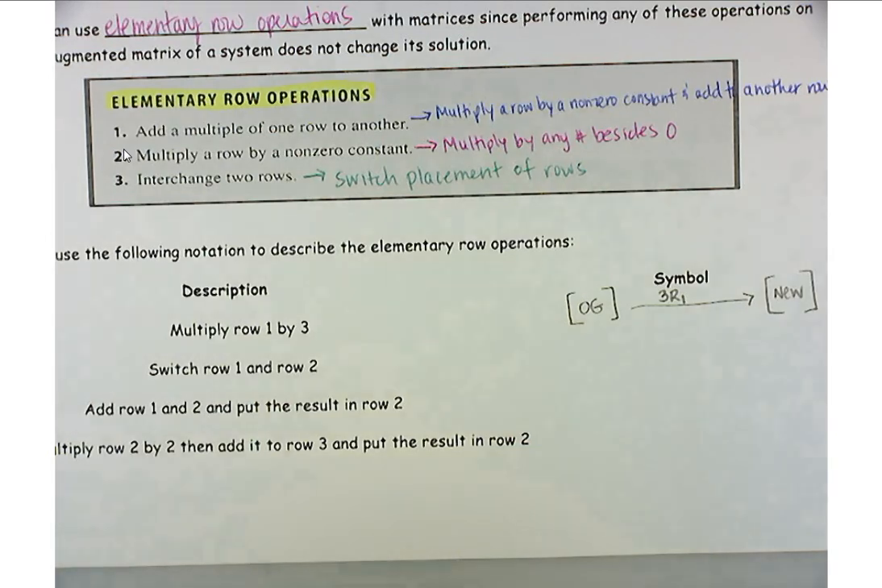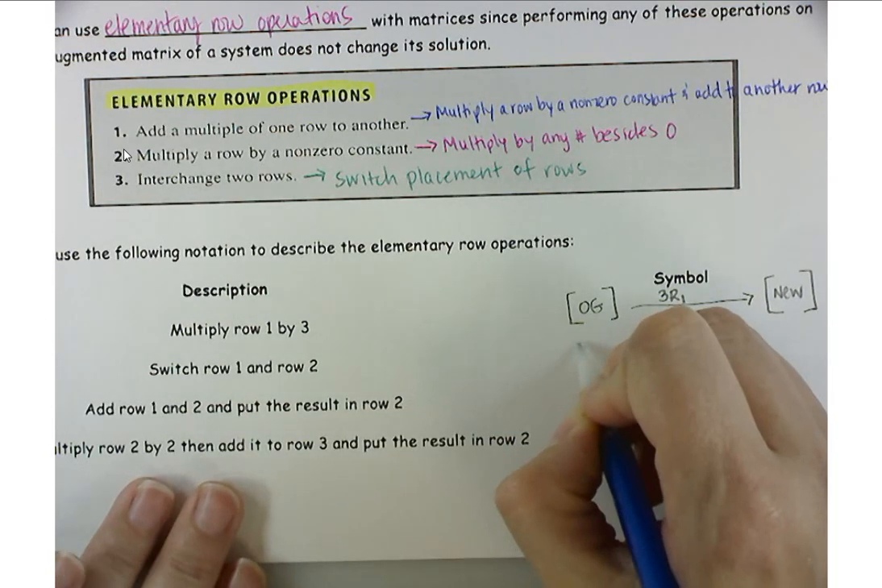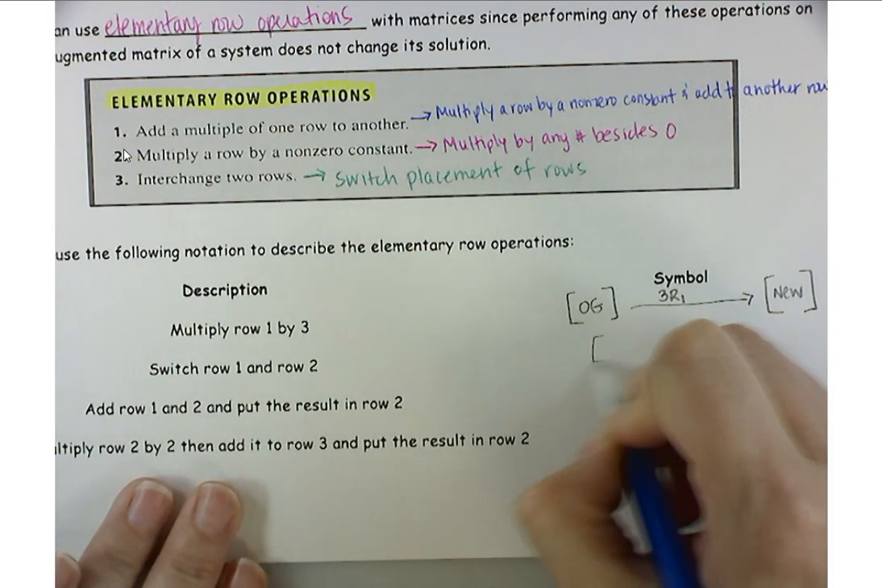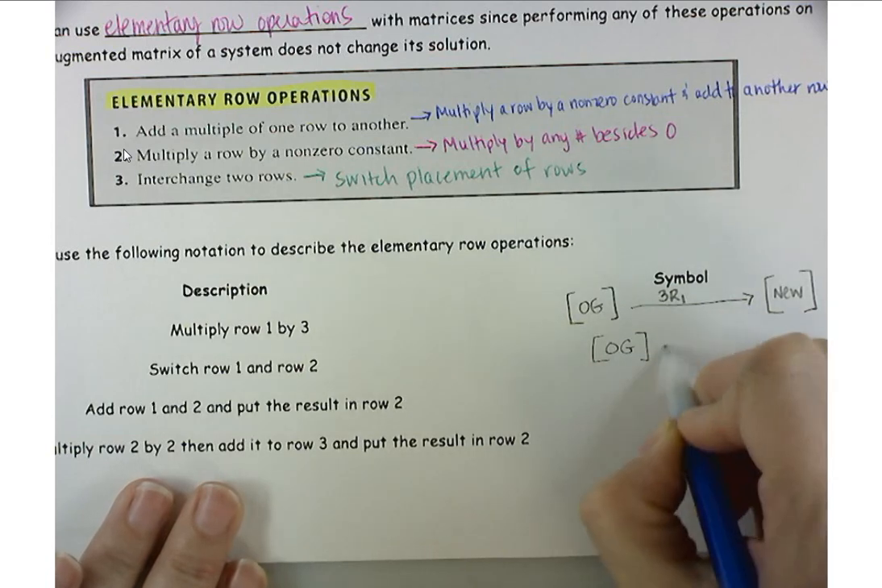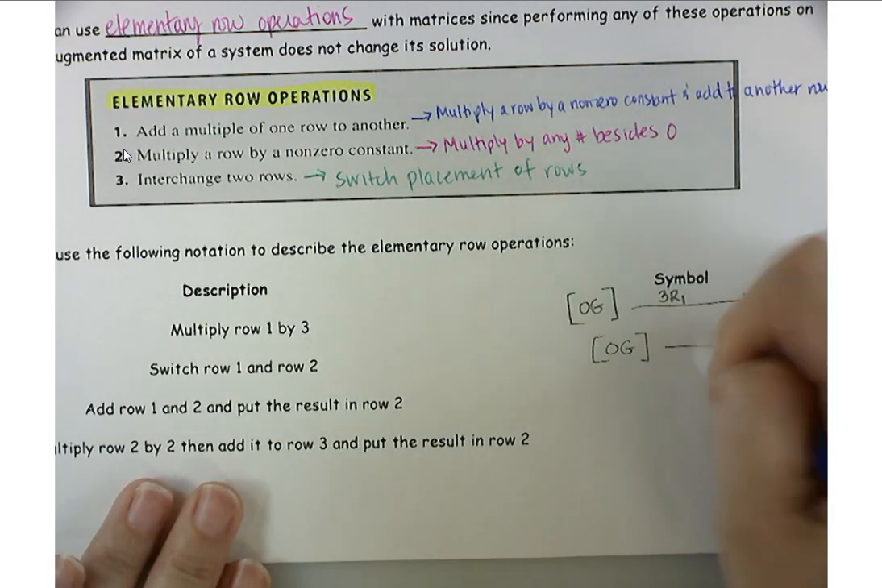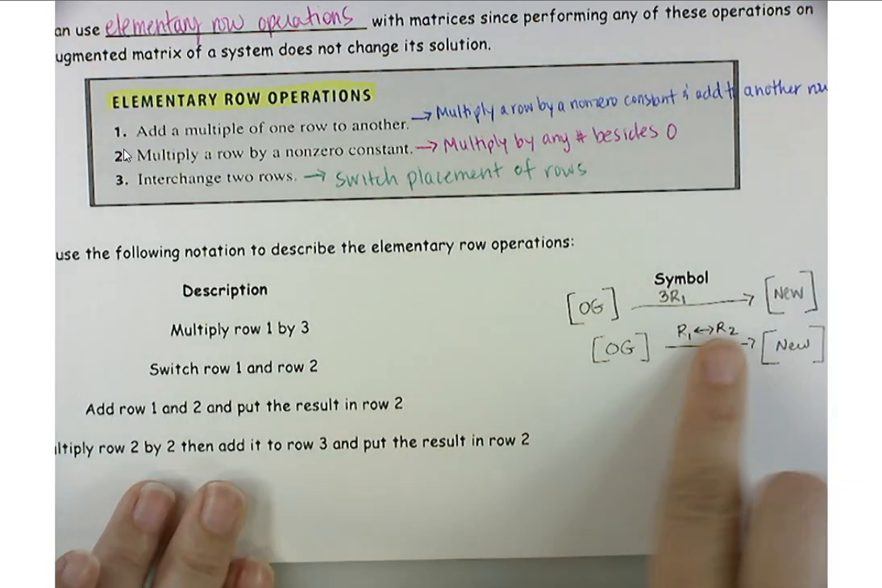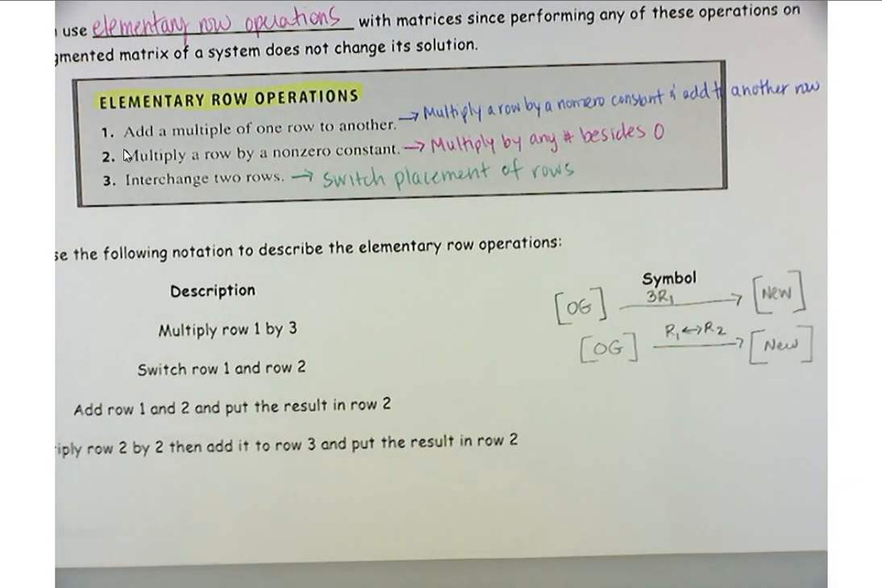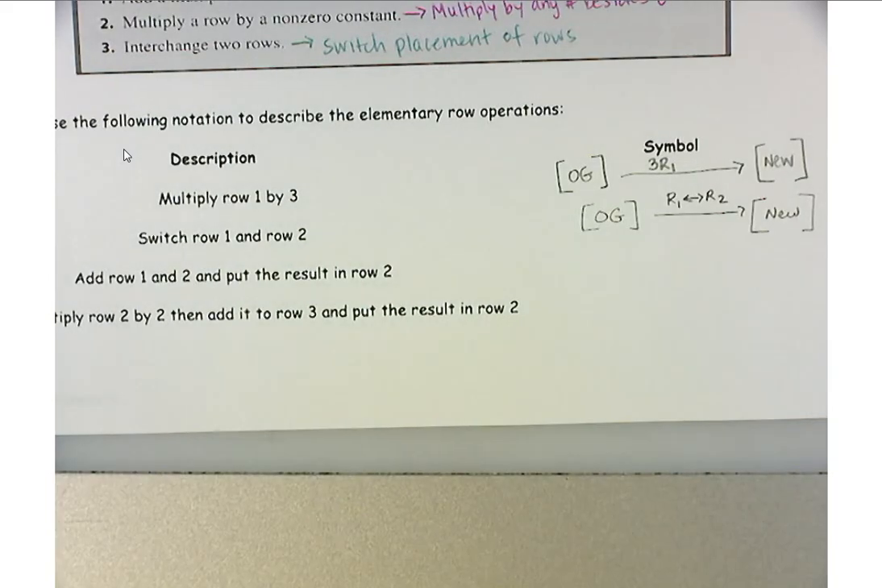All right, and then the next one, we're going to switch row 1 and row 2. So we have our original, we're going to our new, and on our line, we write R1 and R2 are going to switch. So we have a double-sided arrow there. Some of you think you can do the third one?